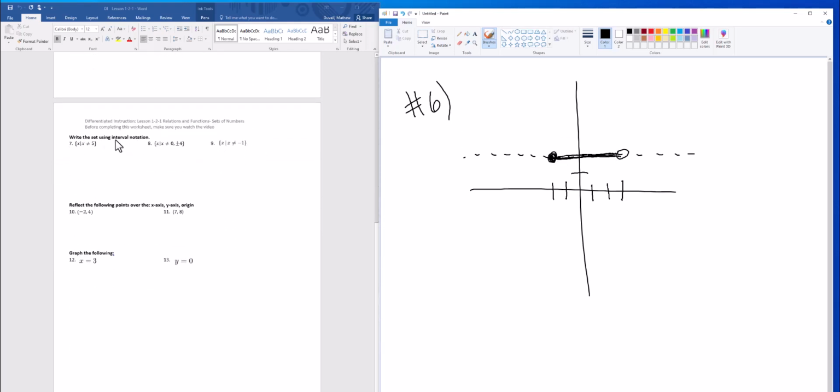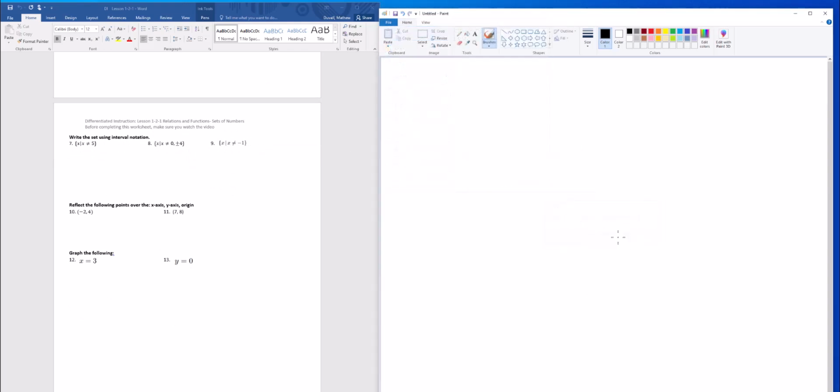Then it says write the set using interval notation. So I get, say, number 8. X can't equal 0, -4, and +4. So we draw that. We visualize that on the number line. It can't equal that. I never said it couldn't be anything else.